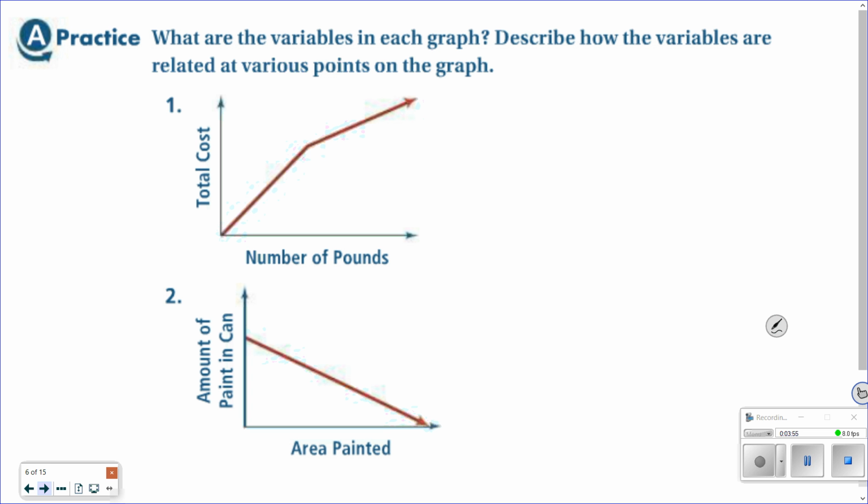All right, so hopefully you had time doing that. The one I was thinking about is, if you have some kind of deal at a store where if you buy a certain amount, you pay a certain rate. Once you get past a certain amount, they have a cheaper rate, so it doesn't cost as much. So now as the number of pounds goes up, the cost is going up slower. Number 2, as you paint, maybe you're using a sprayer or something to paint. As time goes by, or as the amount of area that you've painted goes up, the amount in the can goes down.